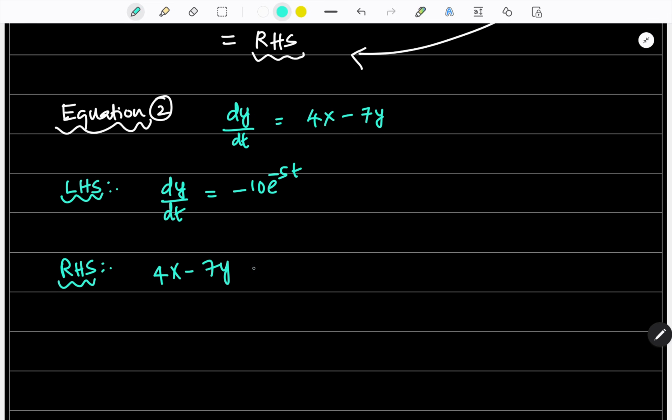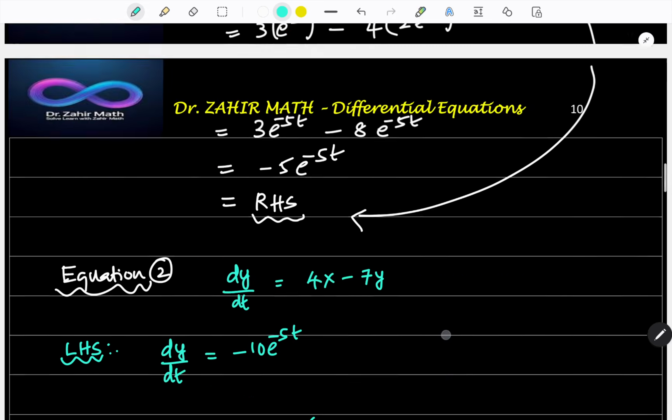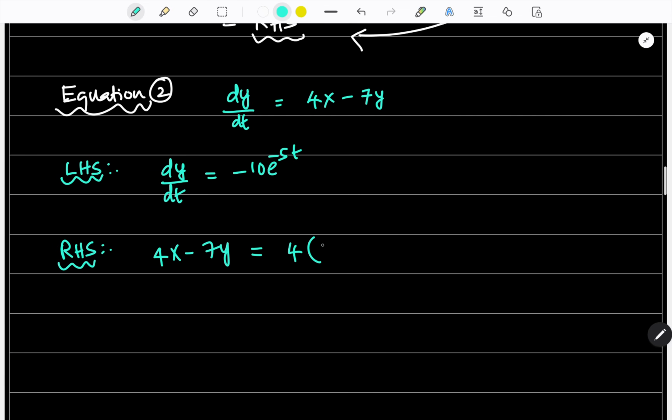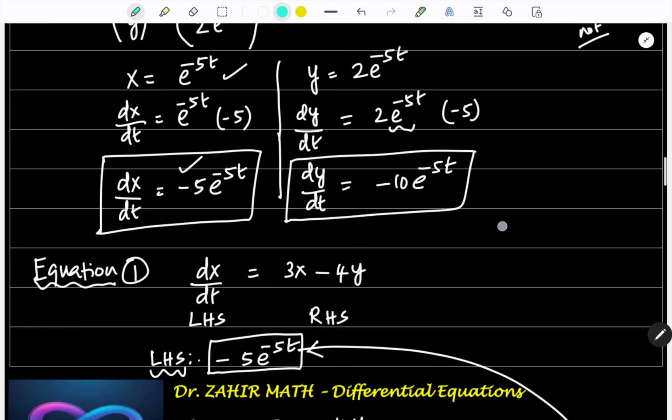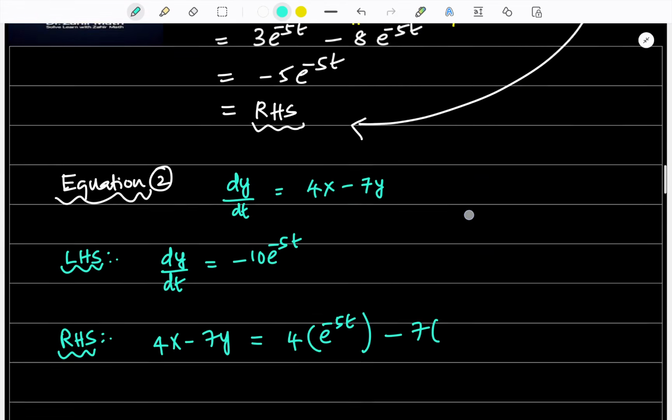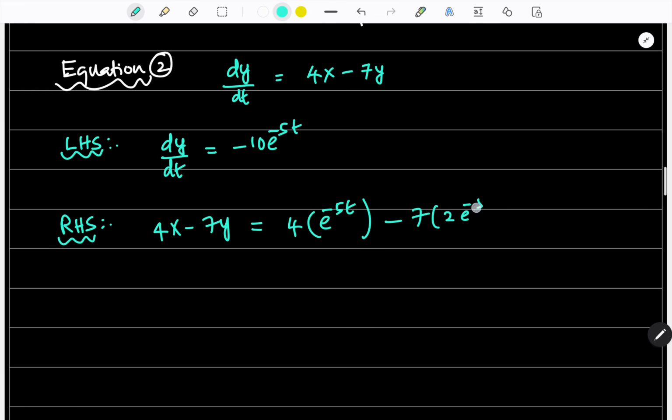4x minus 7y, which is equal to 4 times, what is your x? Your x is e power minus 5t. So 4 times e power minus 5t minus 7 times, what is your y? Your y is 2 e power minus 5t. So this equals 4 e power minus 5t minus 7 into 2, which is 14 e power minus 5t. So this is 4 and this is negative 14.